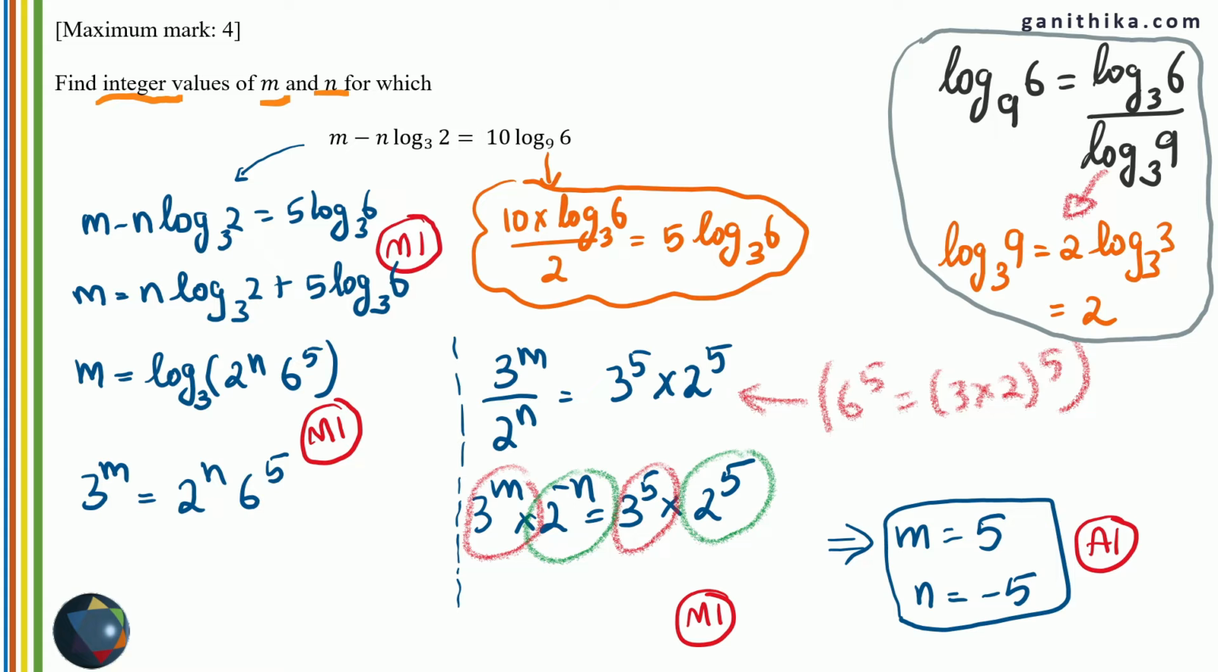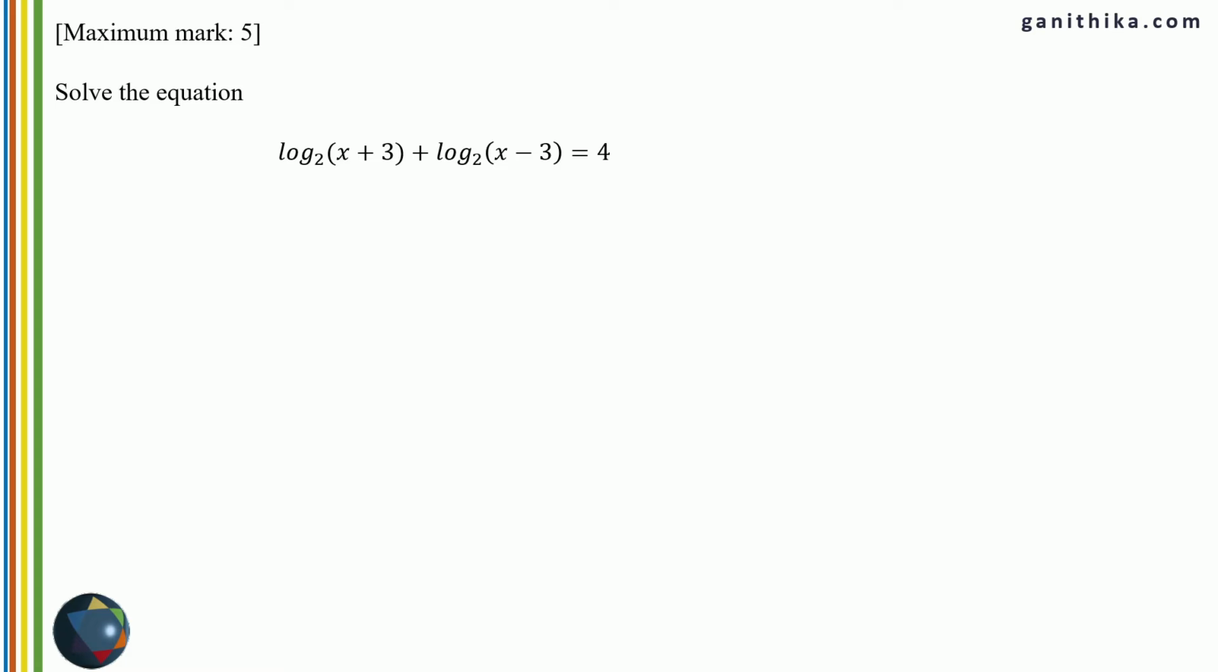So let's proceed further to the next question. Solve the equation logarithm of x plus 3 to the base 2 plus logarithm of x minus 3 to the base 2 is equal to 4. Luckily, we have both of them in the same base, so we can directly use the formula for sum of the logarithms is equal to logarithm of product rule. I'm not going to show you the rules anymore. We know what rule we are using.